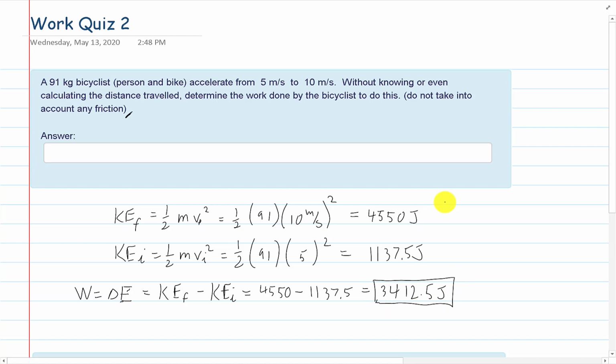Interesting. We were able to calculate work without using the formula force times distance, because we could not get the distance. And we don't know the force. So how could you do this? Couldn't do it that way. The next question.